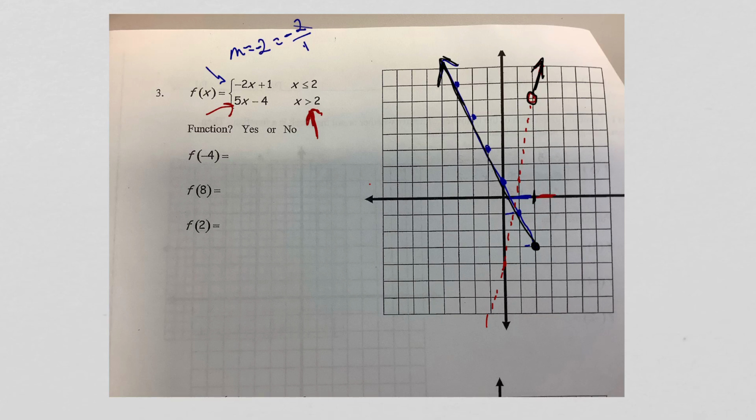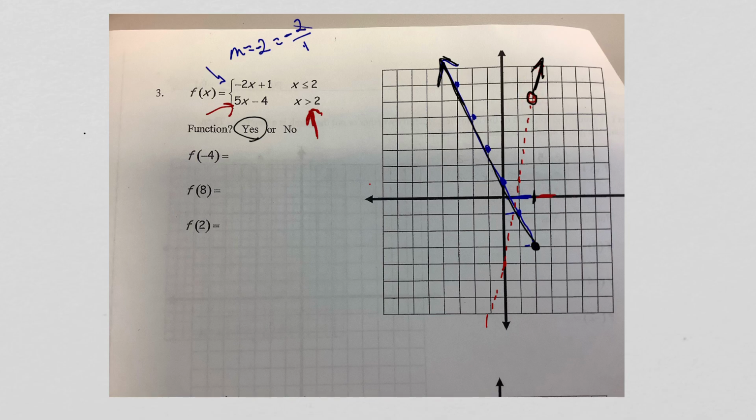So is it a function? Answer is yes. It passes the vertical line test. There are no 2 y's assigned to any x. For example, if this was a solid closed spot right here, then I would have 2 spots there at that x equals 2. But since it's open, we're good.